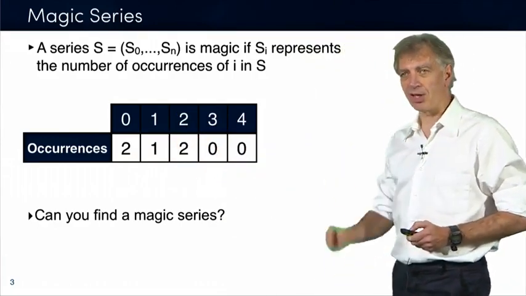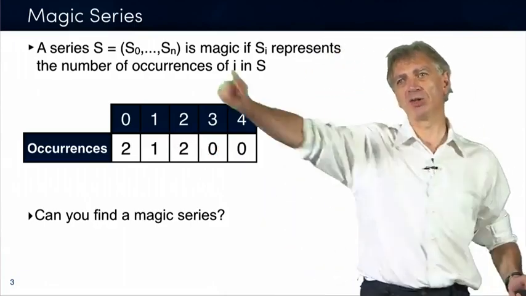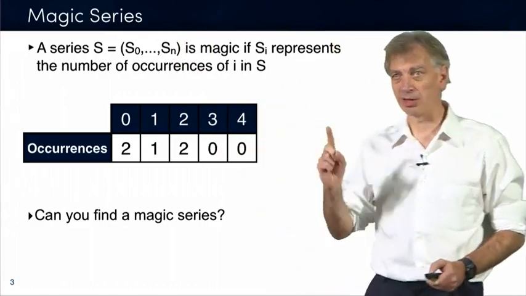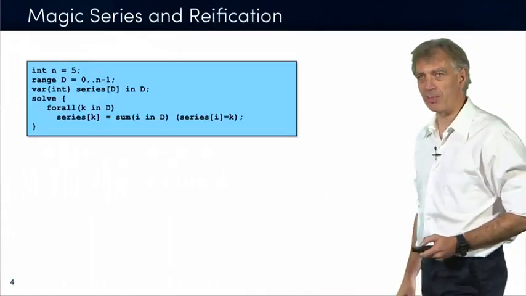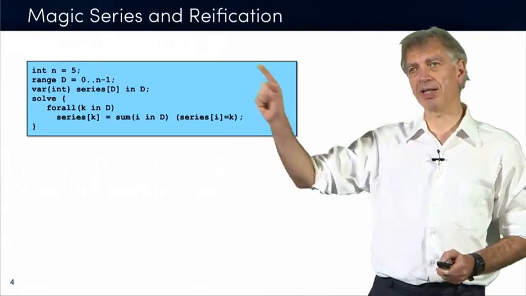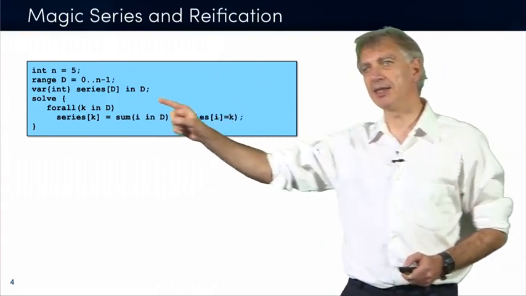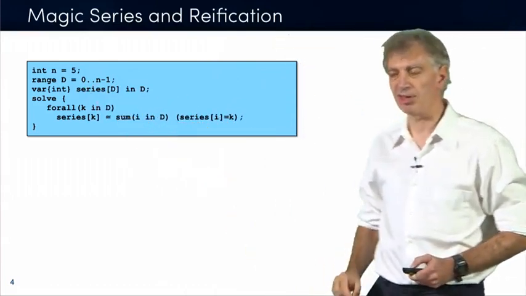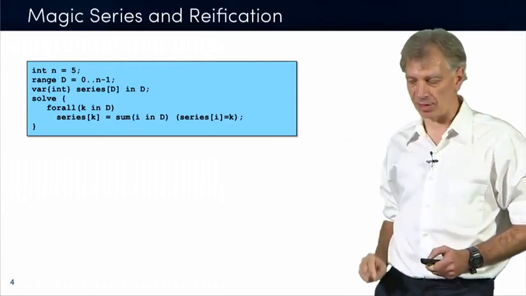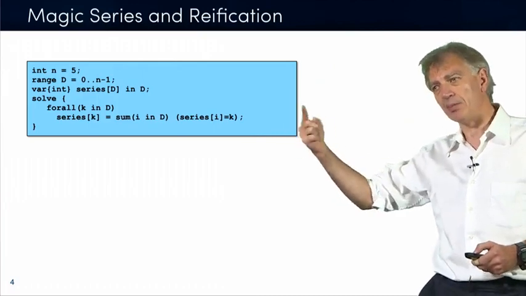Okay? So now what we have to do is to write a program that will find magic series up to 1,000 or something like that. The length of the series would be 1,000. And you can do this. So this is a simple model for doing this. What we have there is essentially the size of the series. Then you have a range, and then here you have the decision variables. You have one decision variable for every element in the series, and it denotes the occurrences of that particular element inside a series.